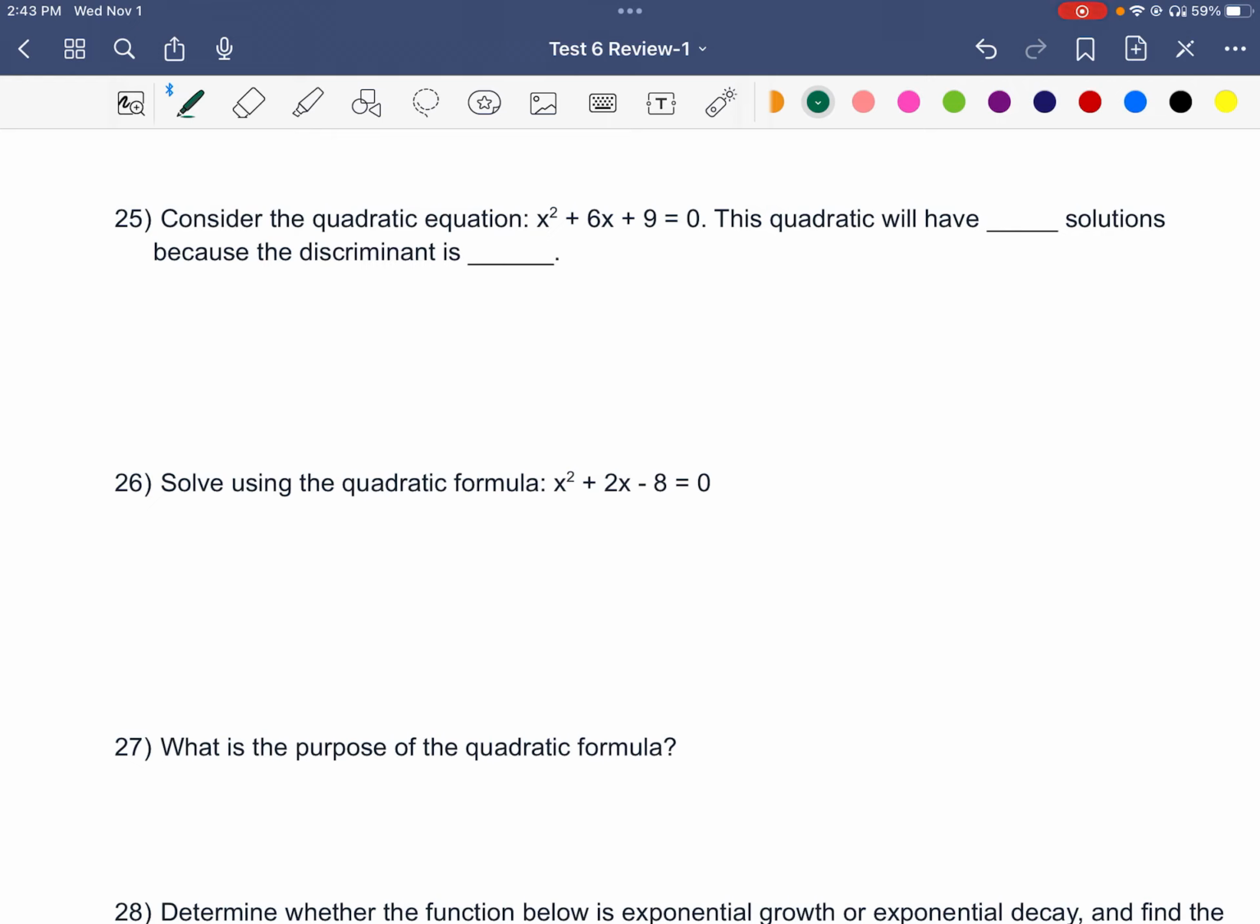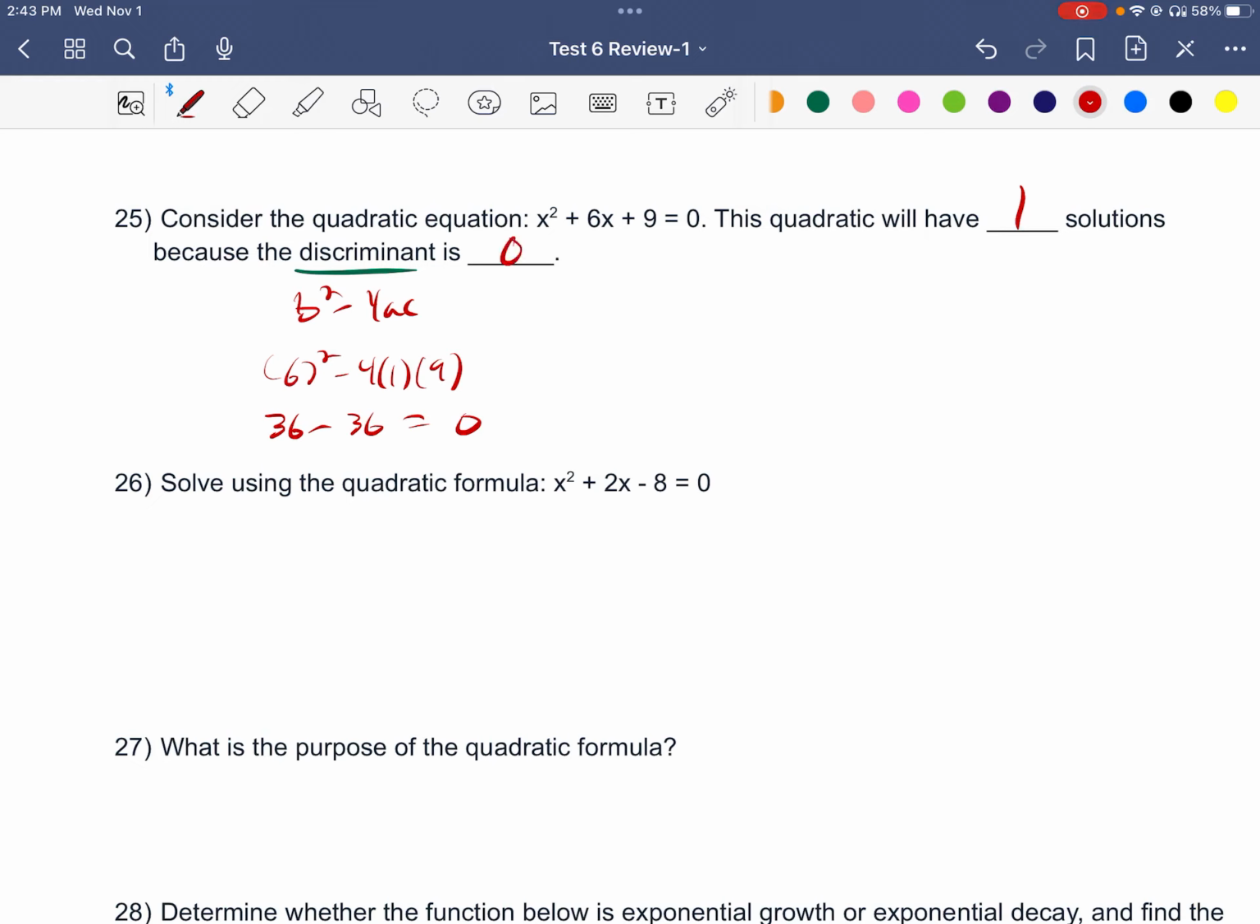25. Consider that the quadratic will have blank solutions because the discriminant is blank. So the discriminant is what's inside the square root of the quadratic formula. It's b squared minus 4ac. So if we do that here, we're going to get 6 squared minus 4 times 1 times 9. So that would be 36 minus 36. We get 0. What that means is we have one solution because the discriminant is 0.